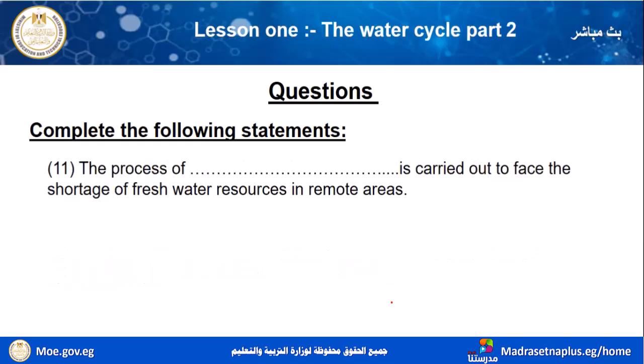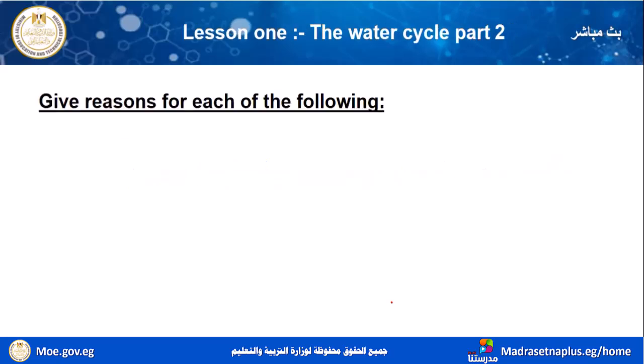Question number 11. The process of desalination of seawater is carried out to face the shortage of freshwater resources in remote areas. Desalination of seawater. The process of desalination of seawater is carried out to face the shortage of freshwater resources in remote areas. Another question, give reason.